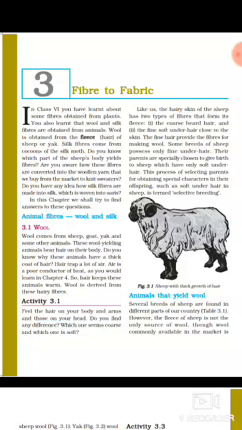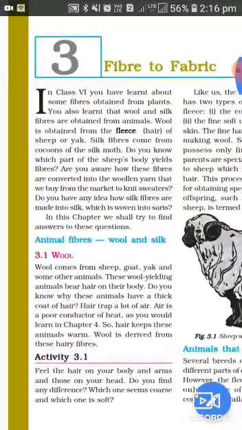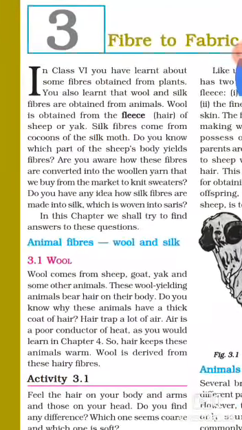You have also learned that wool and silk fibers are obtained from animals. So these two fibers, named wool and silk, are the fibers that we get from the animals. Wool is obtained from the fleece of sheep or yak. Silk fibers come from the cocoons of the silk moth. So here is the source from which we get the fibers. When we speak about wool, it comes from the fleece, that is the hair of sheep or yak. Similarly, the fiber silk comes from the cocoons of the silk moth.